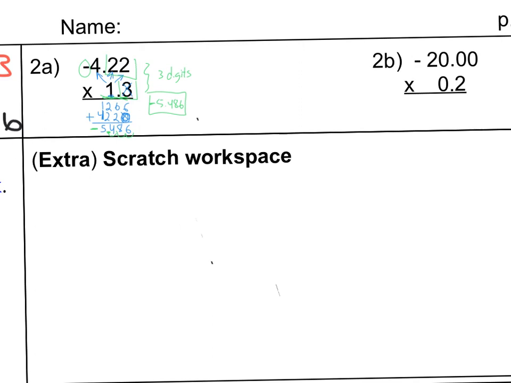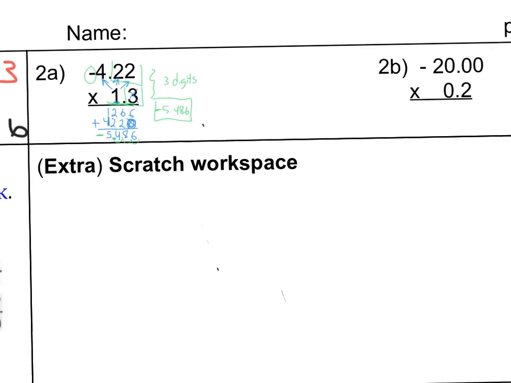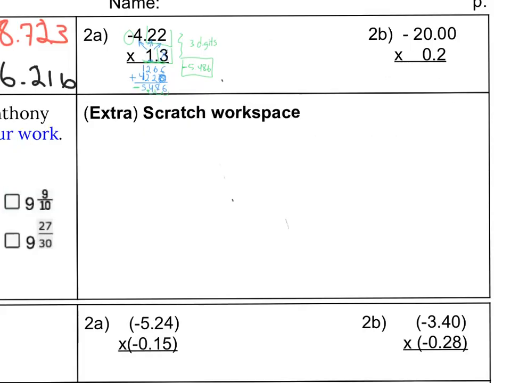If we look at 2B, I can see that a negative 20 times a positive 0.2 is going to give me a negative answer starting straight off the top. We're talking about 2B. We're going to go ahead and work through that process again.